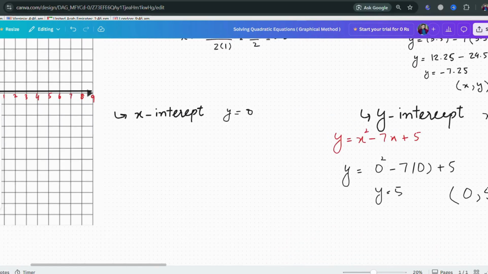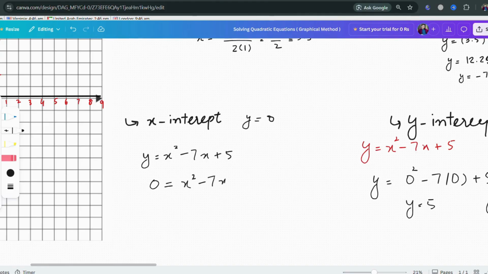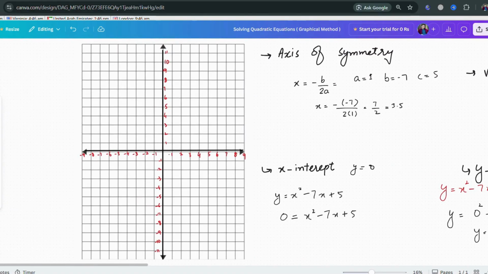All right. So let's move towards the x-intercept, to see if we can find out the x-intercept or not, okay? The equation was y equals x squared minus 7x plus 5. For this one, I will put y equals 0. So for that, x squared minus 7x plus 5, we need to factorize it, right? But as we can see, this equation cannot be factorized. So if we cannot factorize it, whatever points we have, we will just go ahead and draw them, okay?